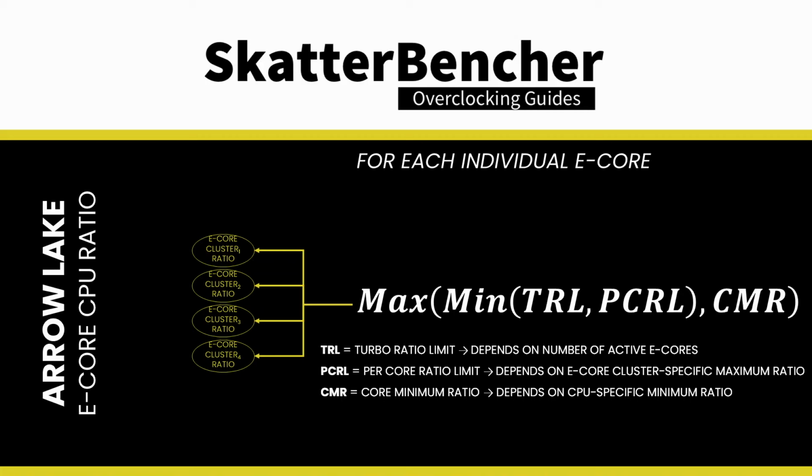The reference clock gets multiplied by an E-core cluster ratio. Every E-core cluster consists of 4 E-cores, but each E-core cluster can be clocked individually. The effective E-core CPU ratio is determined by 3 key inputs: the turbo ratio limit, the per-core ratio limit, and the core minimum ratio. Let's have a look at these technologies.